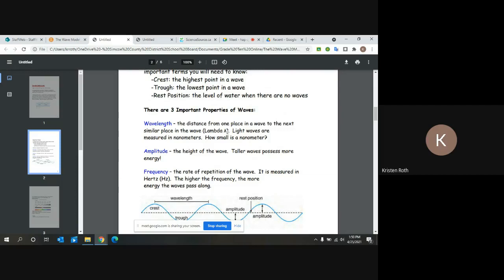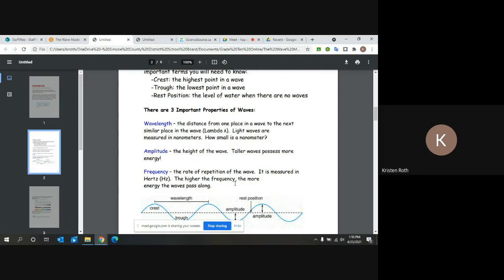Amplitude, the height of the wave. Okay, so this is where our amplitude is, from that rest position to the top of the crest, or from the rest position to the bottom, which is the trough. Again, just so you know, that height is the same on a wavelength. So the height to the crest or the height to the trough, those are the same on one complete wavelength, okay? So the taller waves possess more energy. So remember that, okay? So the taller the waves, the more energy there is, okay?